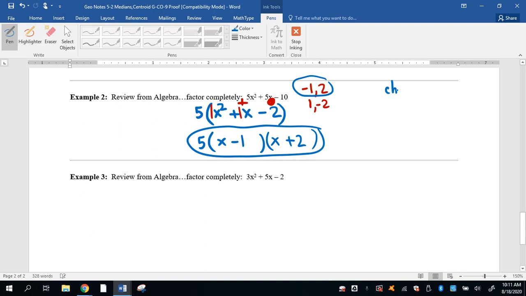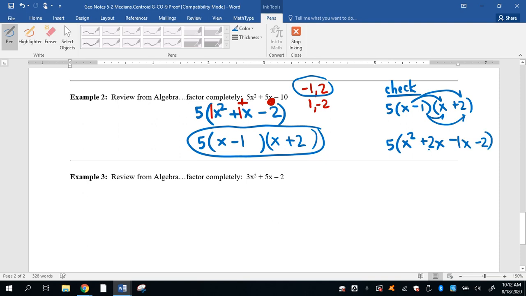So write out the word check, rewrite the factored expression, and then you can only multiply two items at a time. So let's go ahead and multiply the two factors, keeping the 5 out in front. So we have an x times x is x squared plus 2x minus 1x minus 2, and then add like terms. So we have 5 times the quantity x squared plus 1x minus 2. And that is what we had here. So that's a good check.